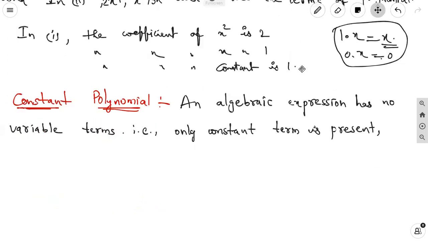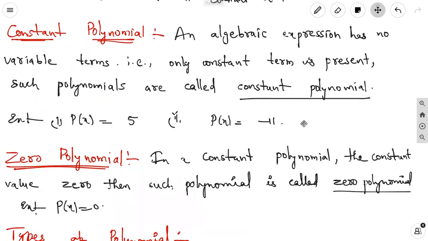Next definition, constant polynomial. Constant polynomial means in the expression or in the polynomial there is no x terms. That is nothing but it has only constant terms. So an algebraic expression has no variable terms, that is only constant terms. Such polynomials are called constant polynomial. For example, P of x equal to 5, P of x equal to minus 11. So there's no x terms.